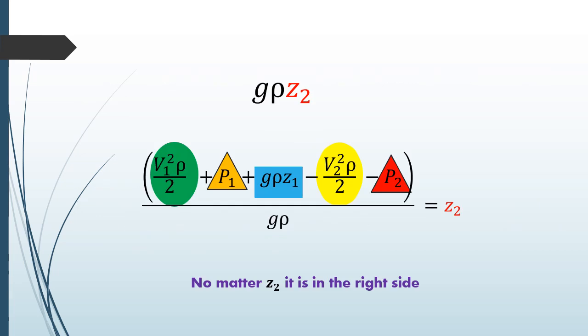As you can see here, the G and density is dividing all the terms. You cannot put it only on one term, it has to divide the whole thing. And now finally we have solved this equation. Z2 is equal to all these terms divided by G and density. Please leave the Z2 on the right side. This is correct.